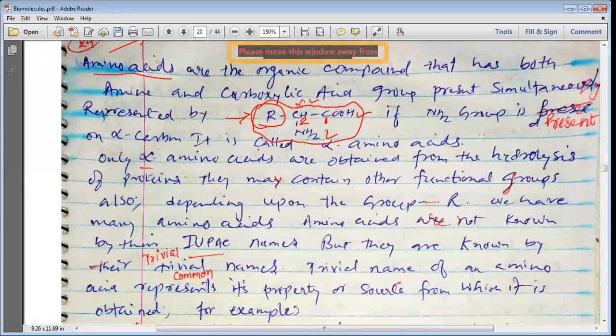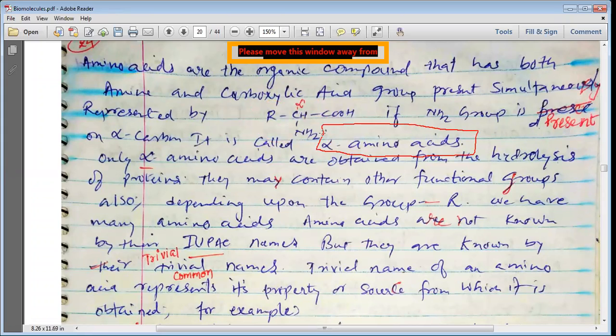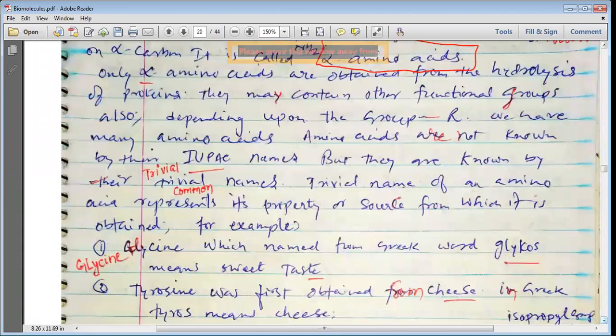So if the NH2 group is present on the alpha carbon, it is called an alpha amino acid. As you can see here, my dear students, we have the amino group present on the alpha carbon, and that is why the amino acids where the amine group is present on the alpha carbon, we call them alpha amino acids.